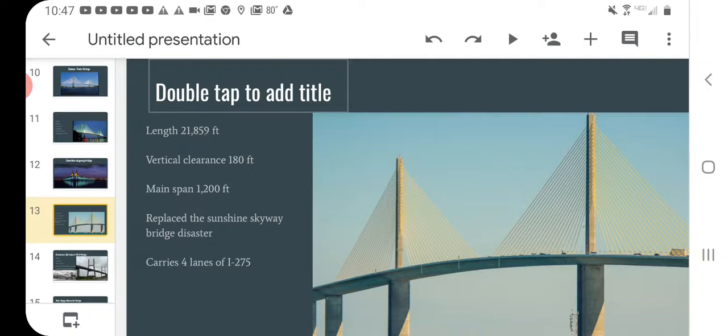21,859 feet long. Not the longest bridge in the U.S. It is one of, I think it's like the 10th longest at 4.1 miles. 180 feet of vertical clearance, 1,200 foot main span, and replaced, see my Sunshine Skyway disaster video, and 4 lanes of I-275.